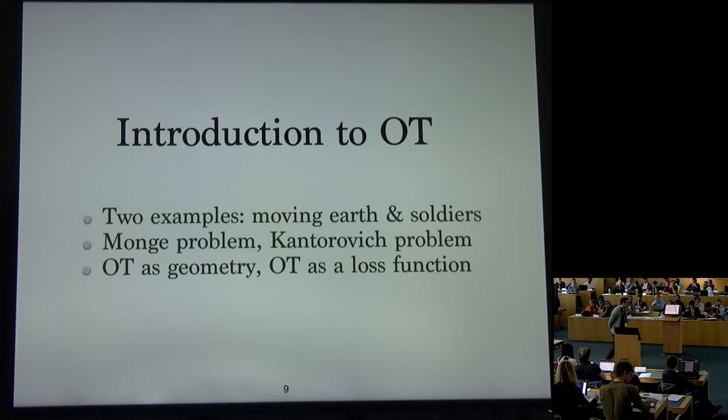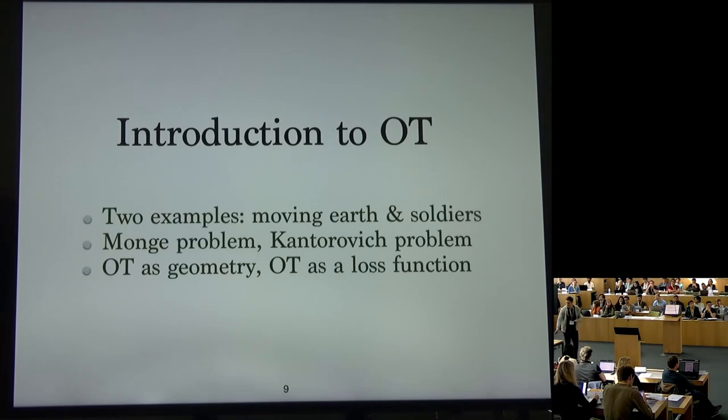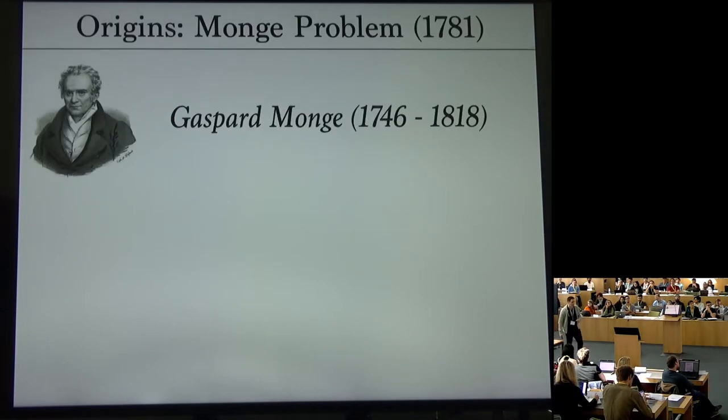a small introduction to optimal transport, a bit of a cartoon, explaining the two traditional formulations of optimal transport, because there are two of them. One is by Monge and one is by Kantorovich. And I will then follow and explain why this optimal transport geometry is meaningful. So let me just zoom in on Gaspard Monge.